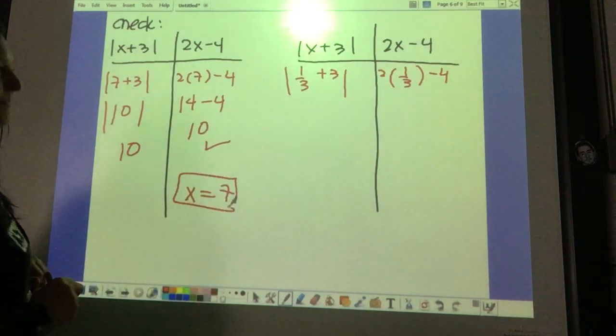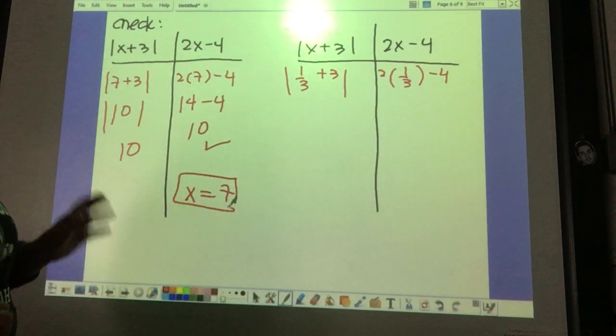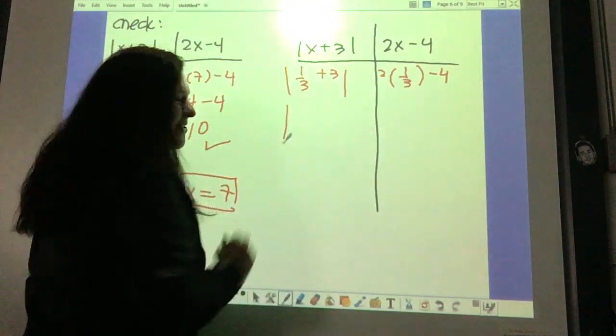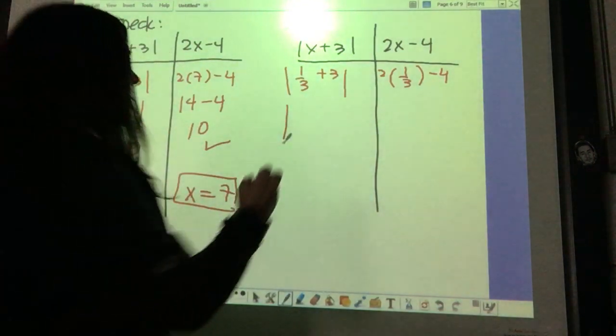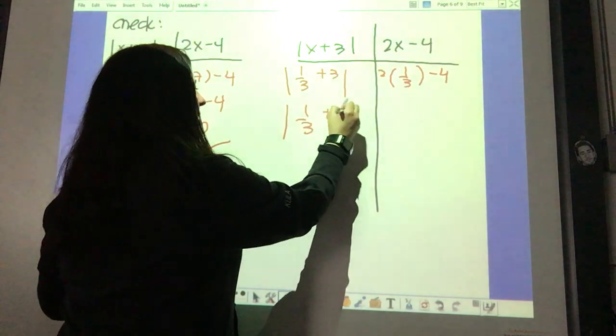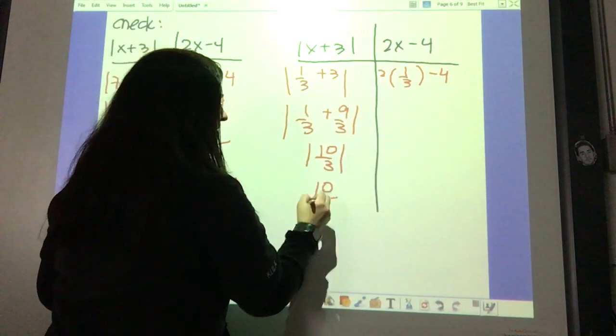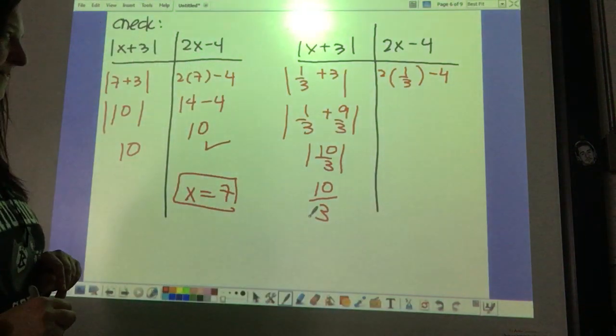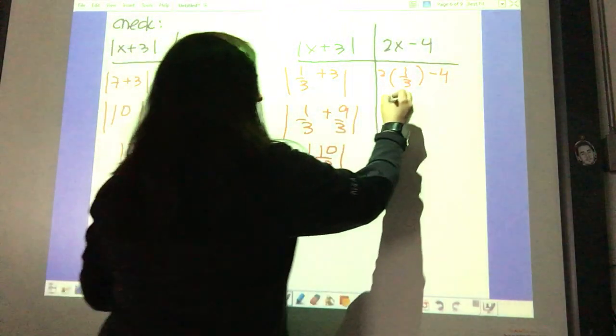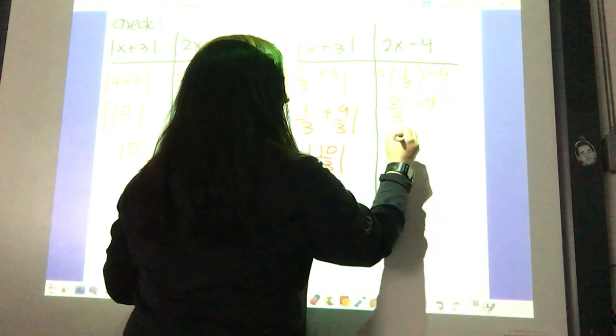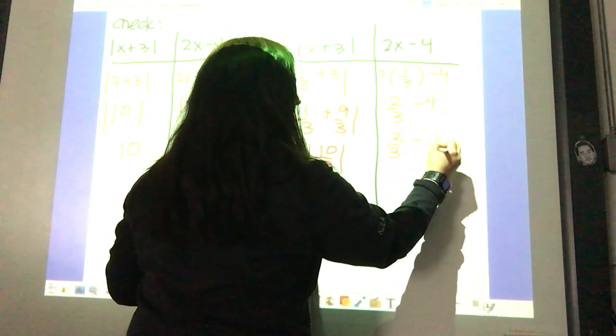That solution works. Let's try the 1/3. Oh, some fraction work. That's okay. We just got through the rational unit. We are fraction experts. Now we make a common denominator. So we get 10 over 3. The absolute value of 10 over 3 is 10 over 3. Okay, on this side, 2/3 minus 4. Make a common denominator.